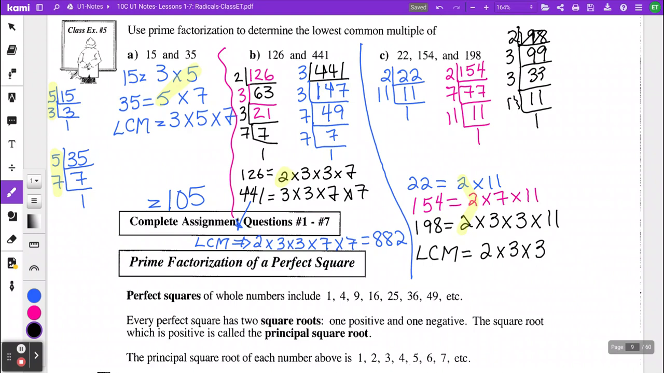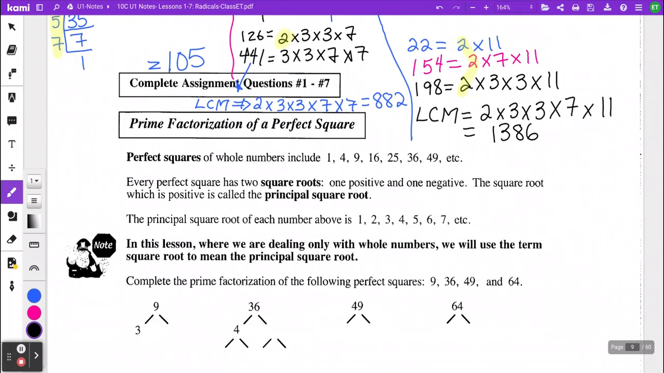How many 7's do you see? 1. So I got to use the 7. How many 11's do you see in each number? In each number? No, there's 1 in each number. Times 11. And that's going to be a huge number. It's going to be a 4-digit number. We're going to get 1386. Okay, so again, where did most of these numbers come from? We're taking the maximum amount for each value.